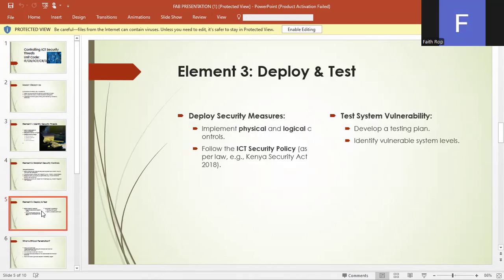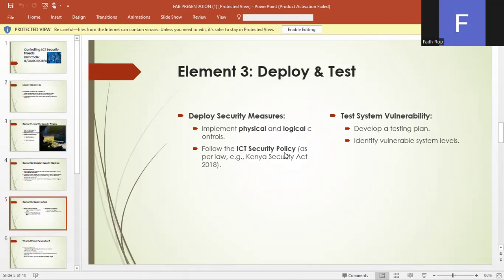That is where we are going. After controls are designed, they must be deployed and tested. Deployment includes both physical controls, for example, secure server rooms or locks, and logical controls like user authentication, permissions, and encryption. We also ensure these controls align with the relevant ICT security acts, for example, the Kenyan 2018 Security Act.